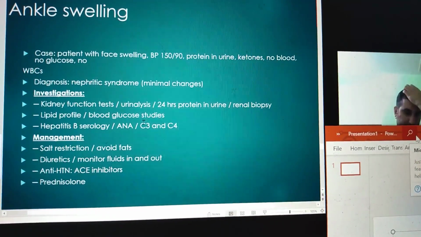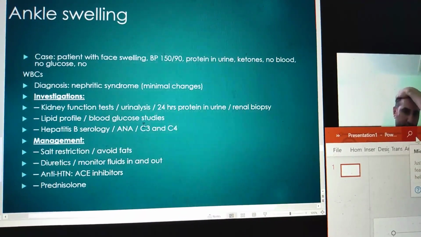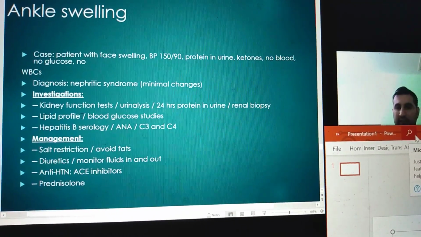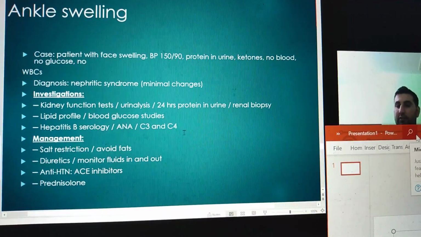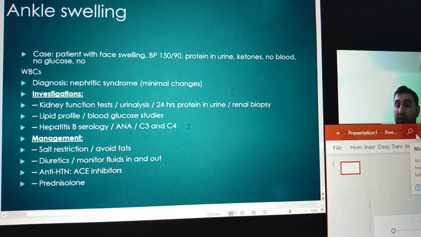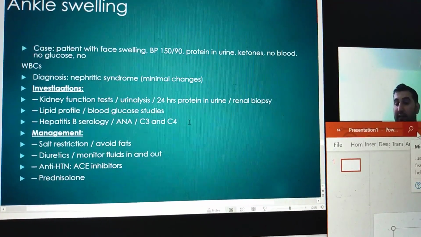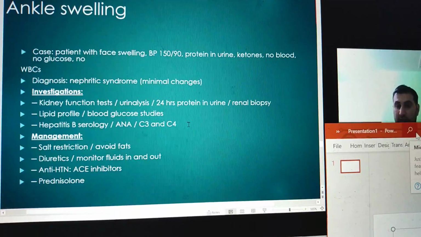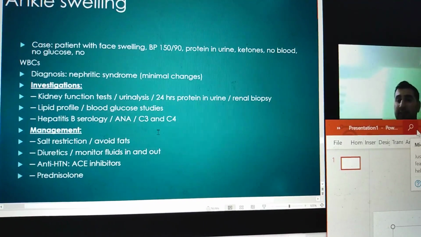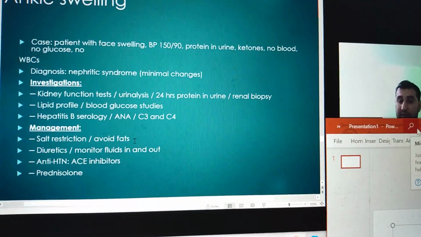Of course, you can do some lipid profile and blood glucose studies. That's part of the investigations, and hepatitis B serology, to make sure that you can detect some sort of glomerulonephritis that can be caused by, for example, infectious conditions. Management of the kidney: salt restriction and avoiding the fats.